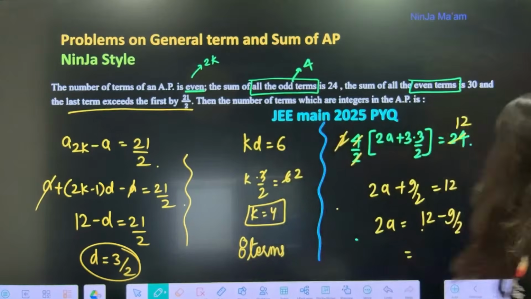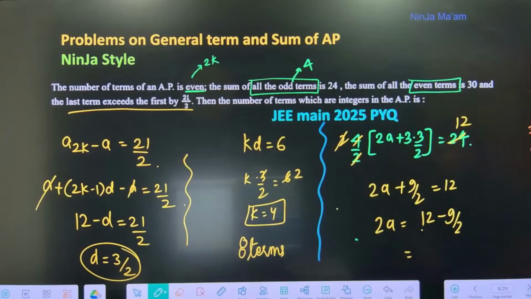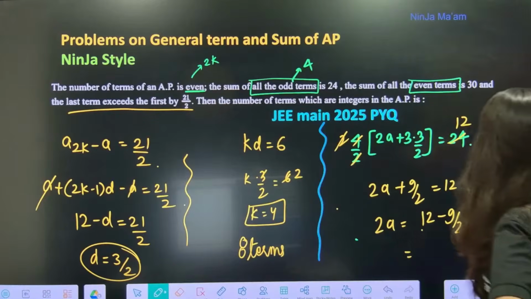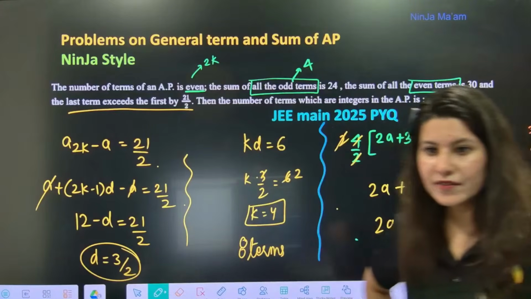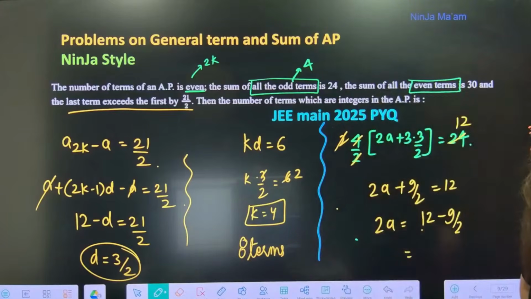A is what from here? 24 minus 9 by 2. So 24 minus 9 is 15. Have I done any mistake over here? The value of A. Yes. So 3 3s are, what is D? 3 by 2 is D.